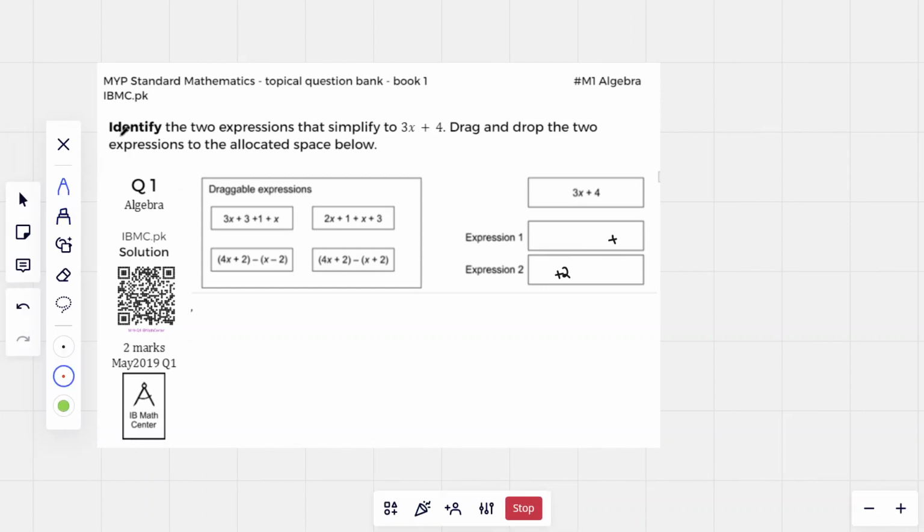So what is the question? The question is to identify the two expressions that simplify to 3x plus 4. Drag and drop the two expressions to the allocated space below. So we've got four expressions, 1, 2, 3, and 4. Two of them are correct and two are wrong. What is the implicit command term? That we have to simplify these expressions. Two of them will simplify to 3x plus 4. The remaining two will not simplify to 3x plus 4. So let's begin. The target is 3x plus 4.